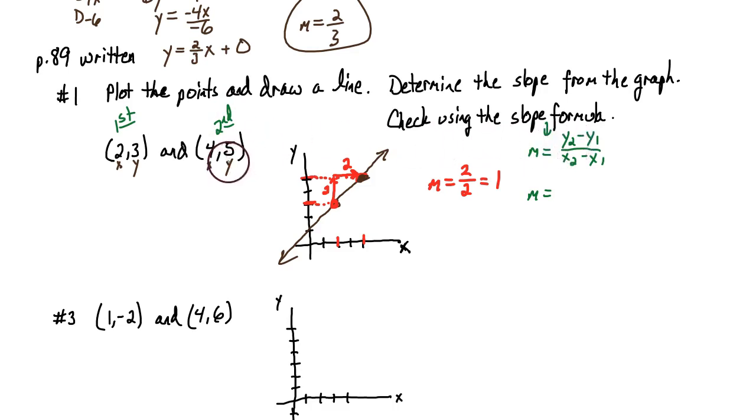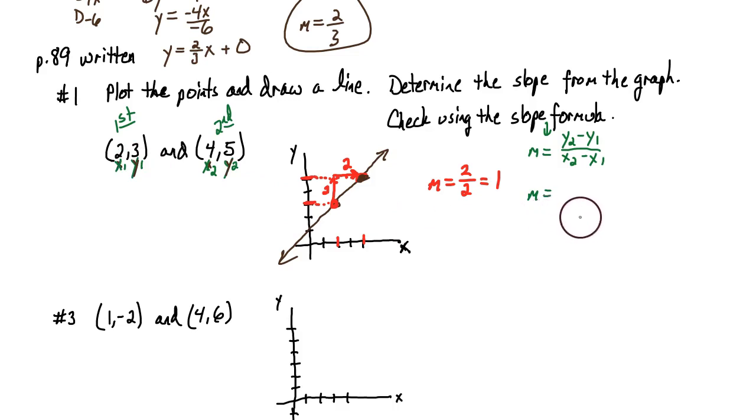So y2 is referring to the 5. y1 is referring to the 3. x2 is referring to the 4. And x1 refers to the number 2. It's the x-coordinate of the first ordered pair. y1 is the y-coordinate of the first ordered pair.